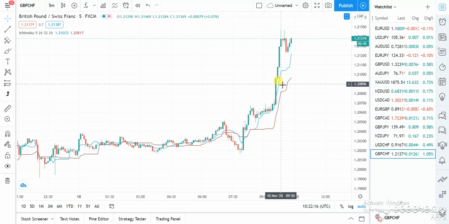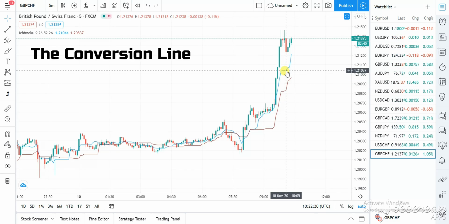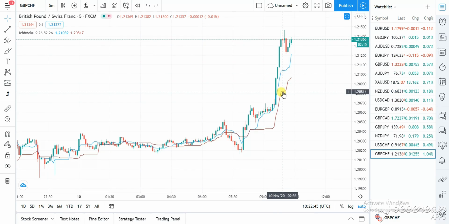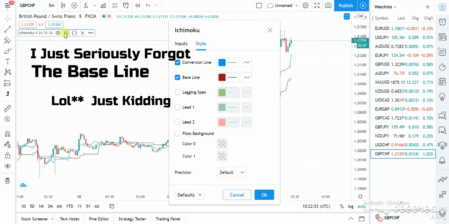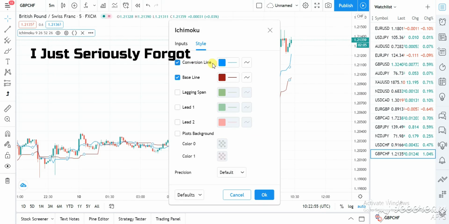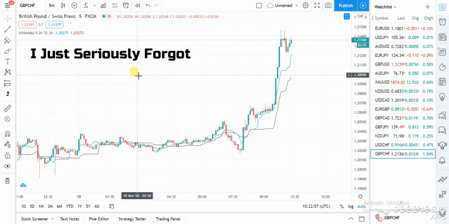So guys, before I forget, these two lines actually have their own names. But who cares? I don't really care if it's called heaven or hell. I just don't care, because all I do is take the trade. But like I said, it's called conversion line, baseline.